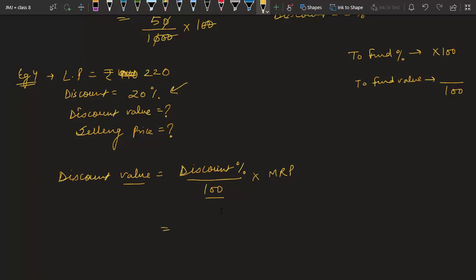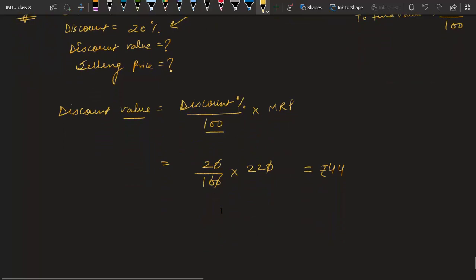Now putting the values, discount percent is 20 upon 100 multiplied with MRP, that is 220. Now cut this and this. So we have got 44 rupees as the discount value. Now selling price.